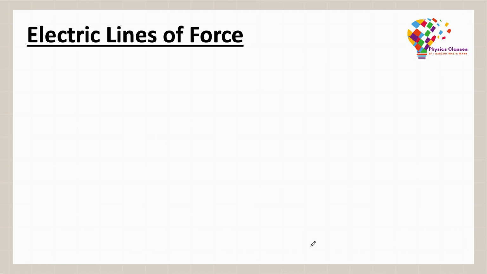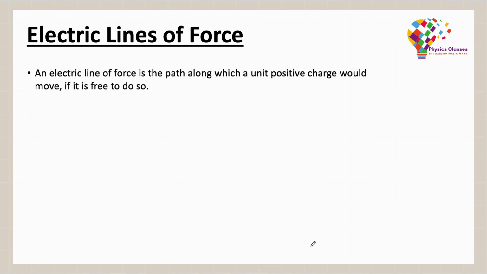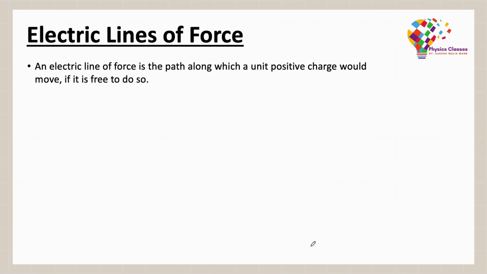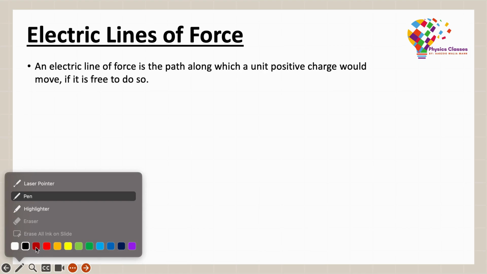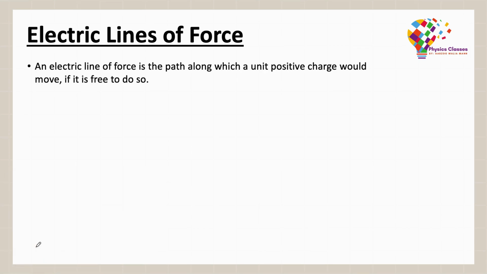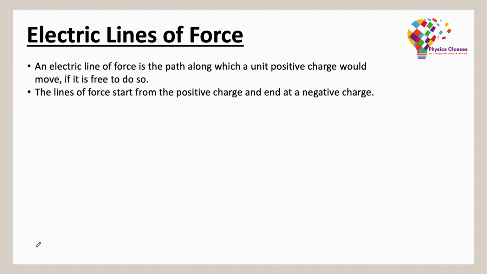Now, we further move on to the electric field lines or electric lines of force. We will try to understand the characteristics of the electric lines of force. So firstly, an electric line of force or an electric field line, what does it show you? It is the path along which a unit positive charge would move if it is free to do so. So electric field lines are simply showing us the direction or the path that is followed by a positive charge.